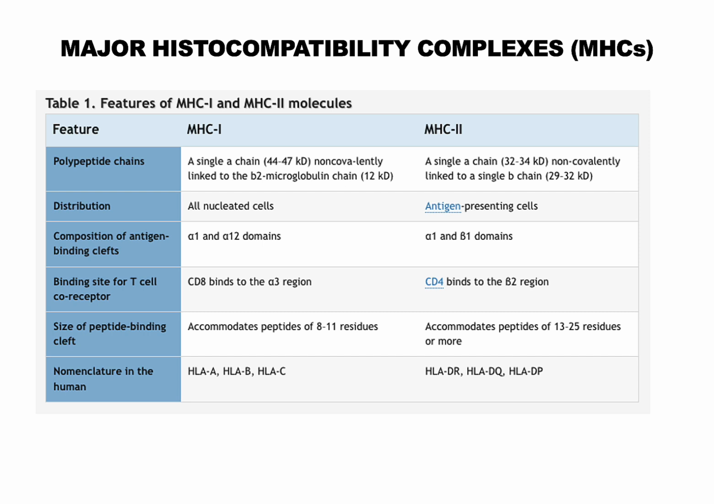It is important to note that the CD8 co-receptor of a cytotoxic T cell binds to the alpha-3 region of the MHC1 molecule. In contrast, the CD4 co-receptor of the helper T cells binds to the beta-2 region of the MHC2 molecule. In addition, MHC1 can accommodate a smaller peptide of about 8 to 11 residues, whereas MHC2 can present a larger peptide, about 13 to 25 residues, to the helper T cells. These details of the MHCs and the T cell interaction will be discussed shortly in the subsequent slide in more detail.